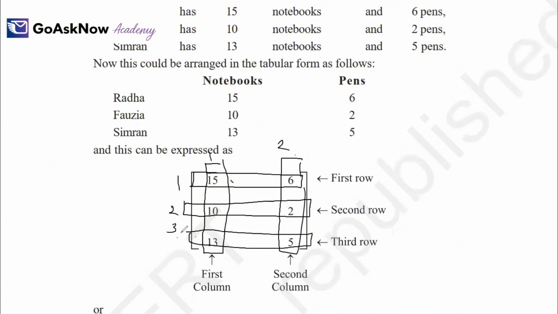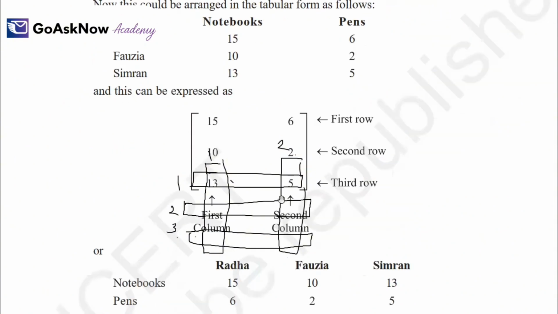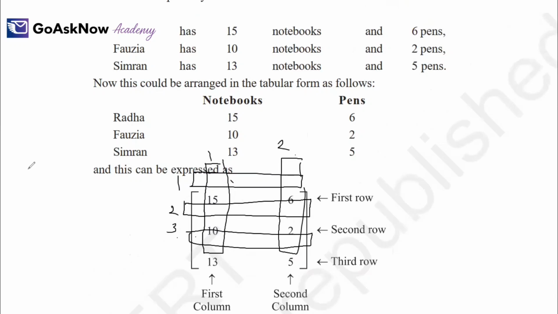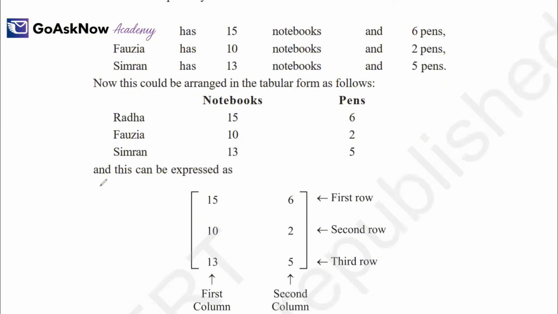So I hope that you got this point, what is the actual meaning of row and column. It is very important for you to know what a row is and what a column is. Let's move further and see what is the next thing.